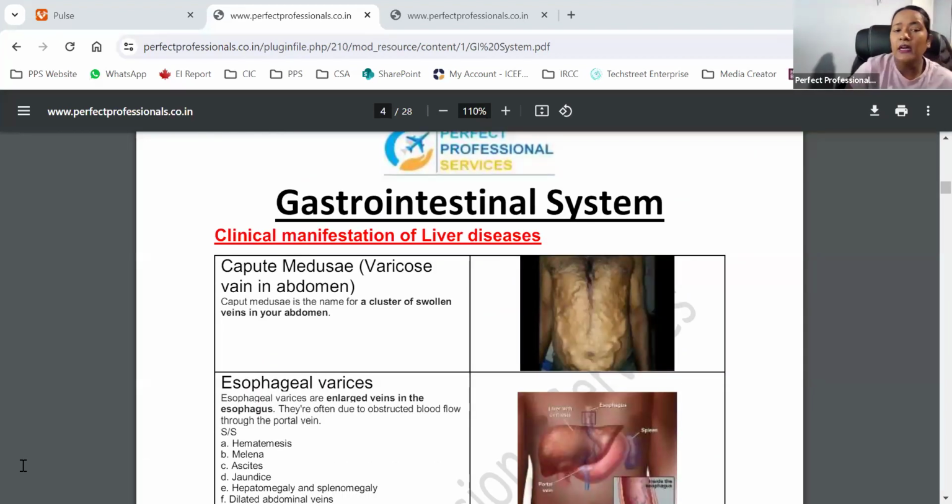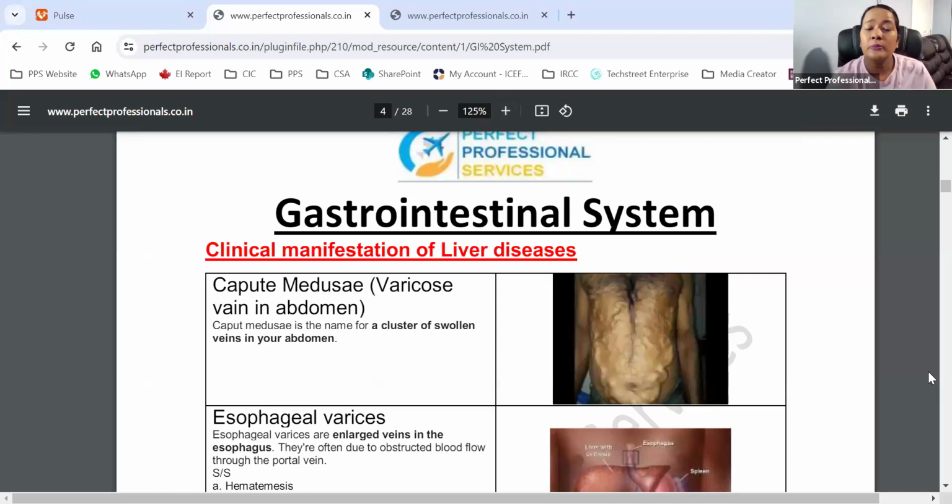Now let's see some of the clinical manifestations of liver diseases. Whenever a patient has liver disease, what are they going to have? Caput medusa is a varicose vein in the abdomen. As you see in the picture, the veins in the patient's abdomen will be very prominent. Caput medusa is the name of the cluster of swollen veins in the patient's abdomen. Wherever you see 'your', just consider it as the patient.